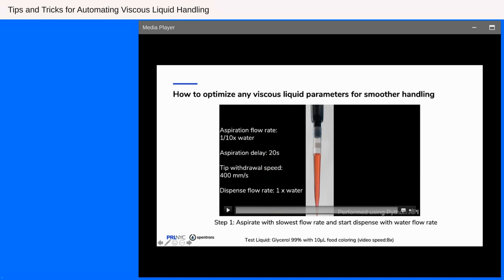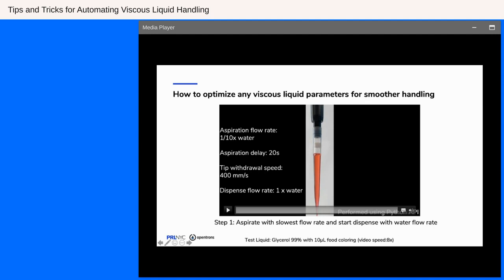The idea is to first of all set an aspiration flow rate to 1/10 of whatever your flow rate was defined for water. So in Opentrons' case, we're using 27 microliters per second for P1000 as the aspiration rate. We delay for 20 seconds after aspiration, and then we withdraw the tip at 400 millimeters per second.